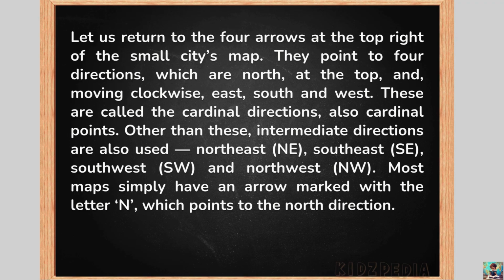Let us return to the 4 arrows at the top right of the small city's map. They point to 4 directions, which are north at the top and moving clockwise, east, south and west. These are called the cardinal directions, also cardinal points. Other than these, intermediate directions are also used. Northeast, NE, southeast, SE, southwest, SW and northwest, NW. Most maps simply have an arrow marked with the letter N, which points to the north direction.